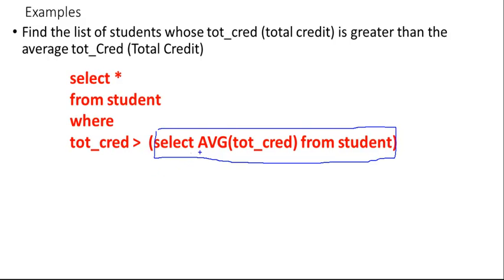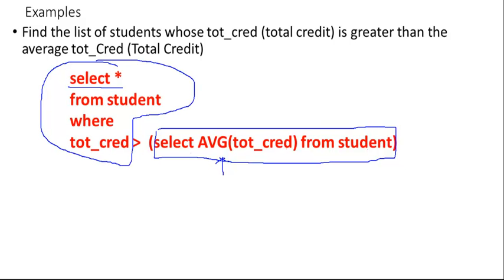So select average total credit from the student. This is your inner query, and this is your outer query. Please understand, if you had this data, let's say suppose this is 60, you could have easily run this: select this from total credit greater than 60. That means these two are independent, so it is not a correlated subquery.